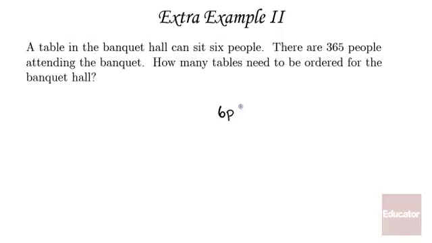So we need to have more than enough room. We could have exactly the same room, but we can't have any less. So it's going to be greater than or equal to. So we could have an extra table, that wouldn't be a problem, but we can't have less. So it's going to be 6p is greater than or equal to 365. I'm going to divide both sides by 6 here.